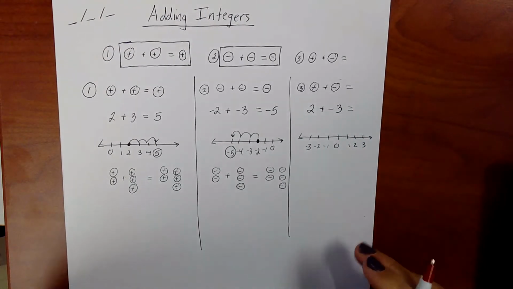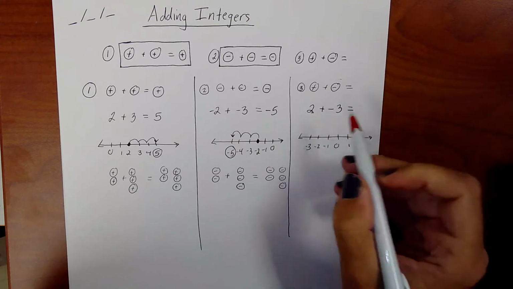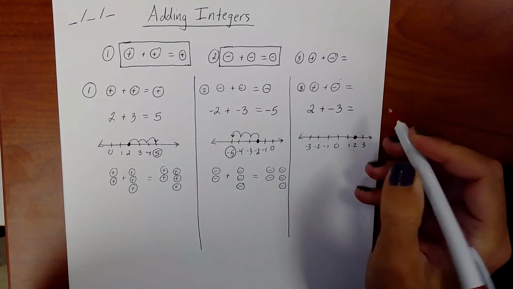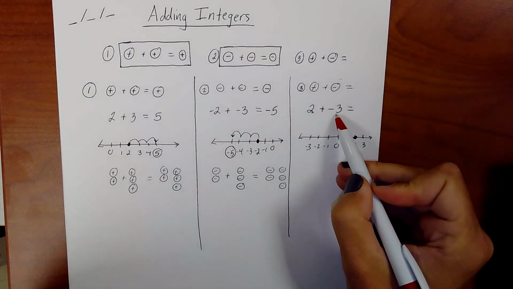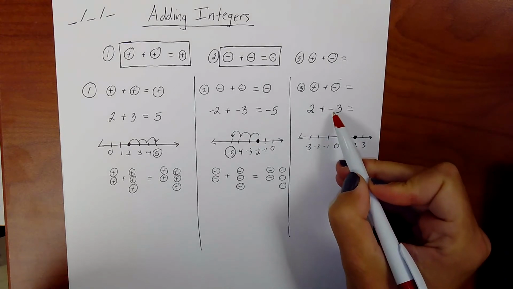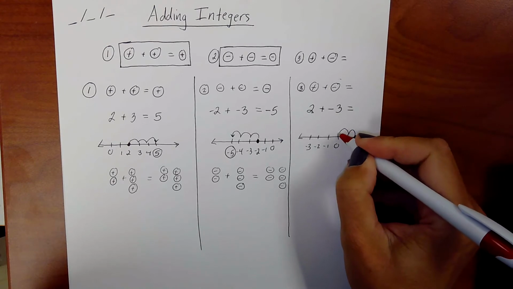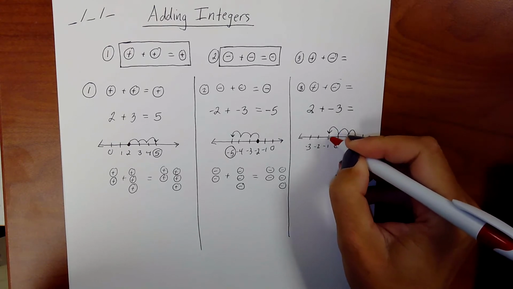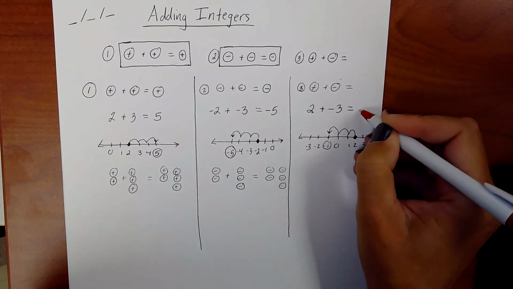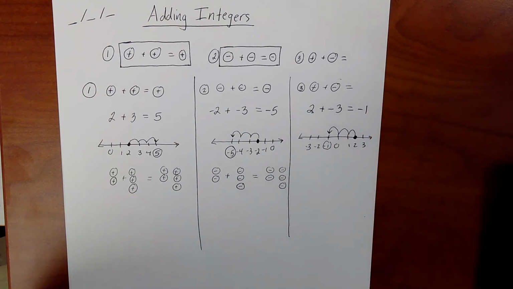Okay, so let's use the same logic. Let's start on the first one, so start on 2, and then move 3 in the negative direction. So that would mean 3 to the left. 1, 2, 3. So the answer is -1. So we need to come up with a rule for that.